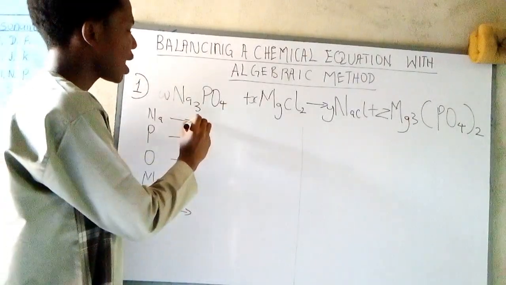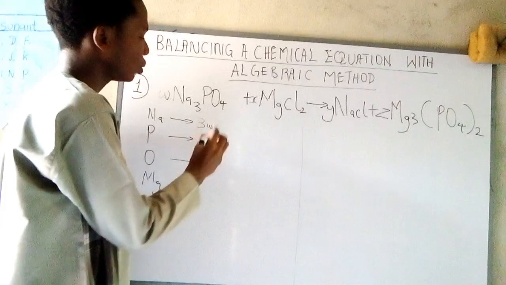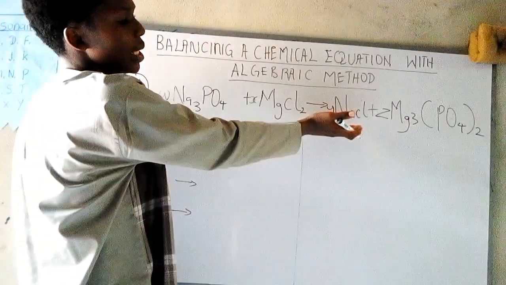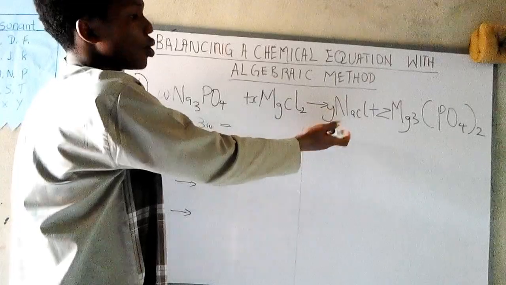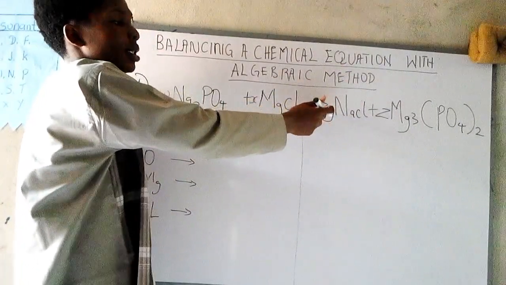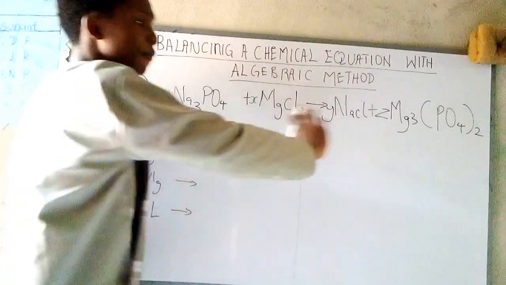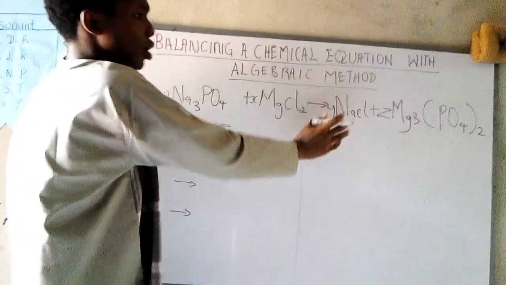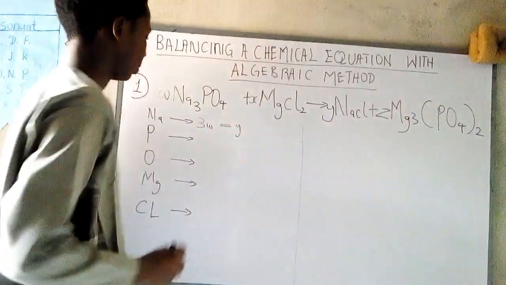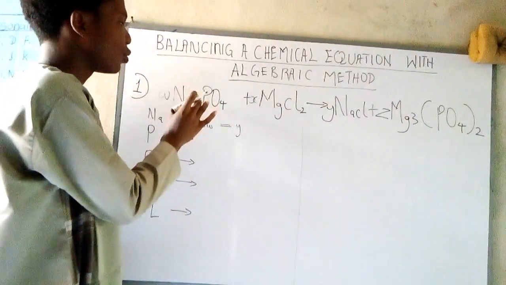So what do we now see? We have 3W equal to what? How many sodium do we have here? 1 sodium. So what will happen? This sodium is under the influence of Y, the arbitrary coefficient. Don't forget it, because if you forget it, you miss it. So we have 3W equals 1Y.